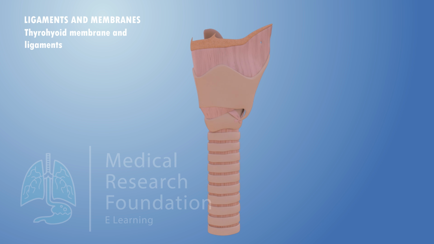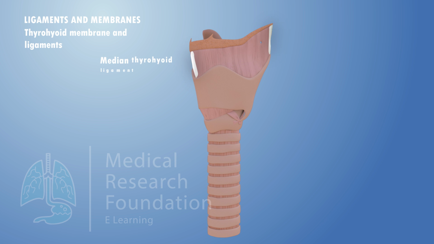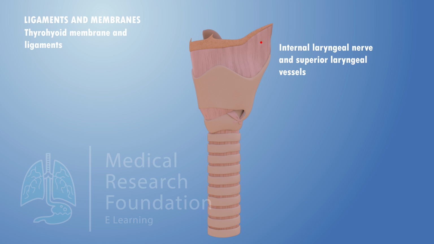In the median and lateral parts, the thyrohyoid membrane thickens to form median and lateral thyrohyoid ligaments. The lateral thyrohyoid ligament on each side contains a small nodule of elastic cartilage called cartilago triticea. The thyrohyoid membrane is pierced on either side by the internal laryngeal nerve and superior laryngeal vessels.